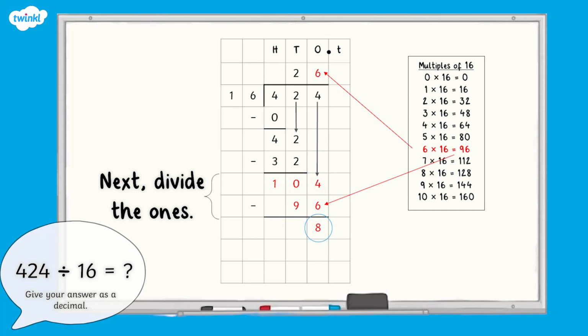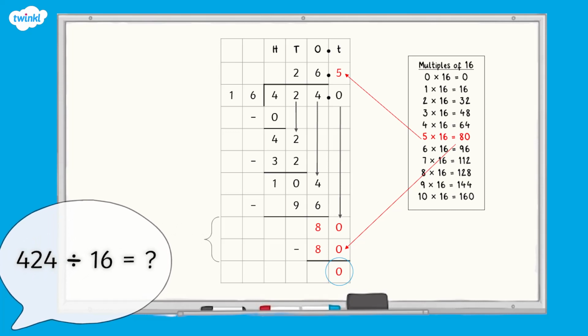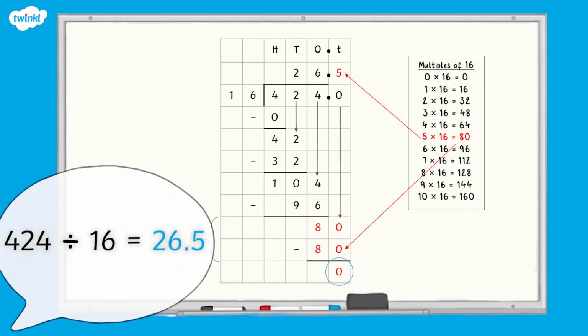The 8 remaining ones are exchanged for 80 tenths. The dividend doesn't have any tenths, so we can put a 0 in the tenths column of the dividend. So we have 80 tenths in total. Next, divide the tenths. 80 tenths divided by 16 equals 5 tenths with 0 tenths remaining. So we write a 5 in the tenths column of our quotient. Because we have 0 remaining, our calculation is complete. Therefore, 424 divided by 16 equals 26.5.